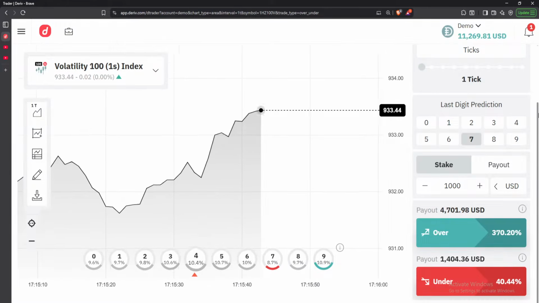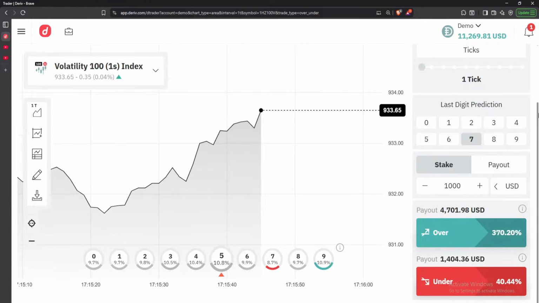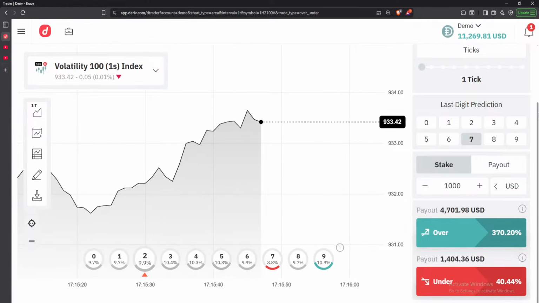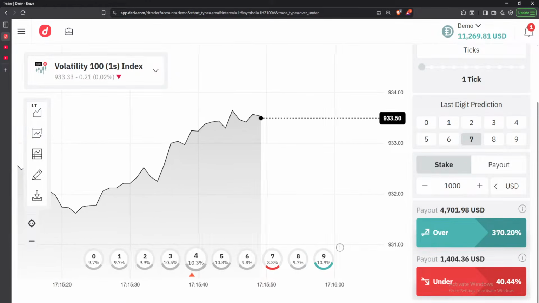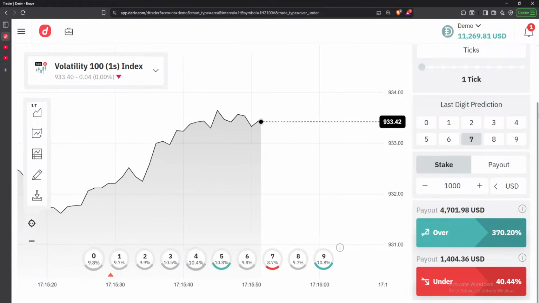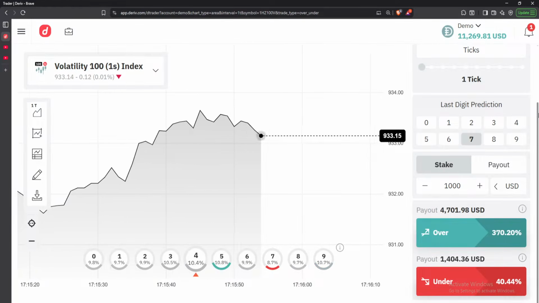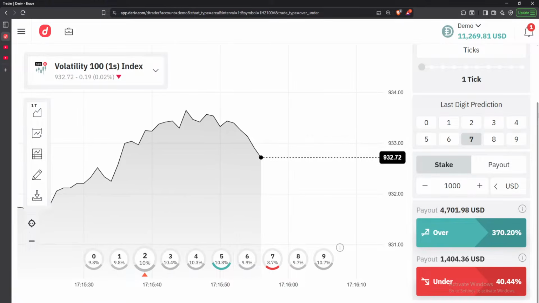For those who have joined us, we are looking at over 3 and under 6, and right now we are proceeding to under 6. If you want to understand what you have covered so far, just rewind a bit. You'll be able to see everything that you have looked at so far. Now, under 6, what do you look at?